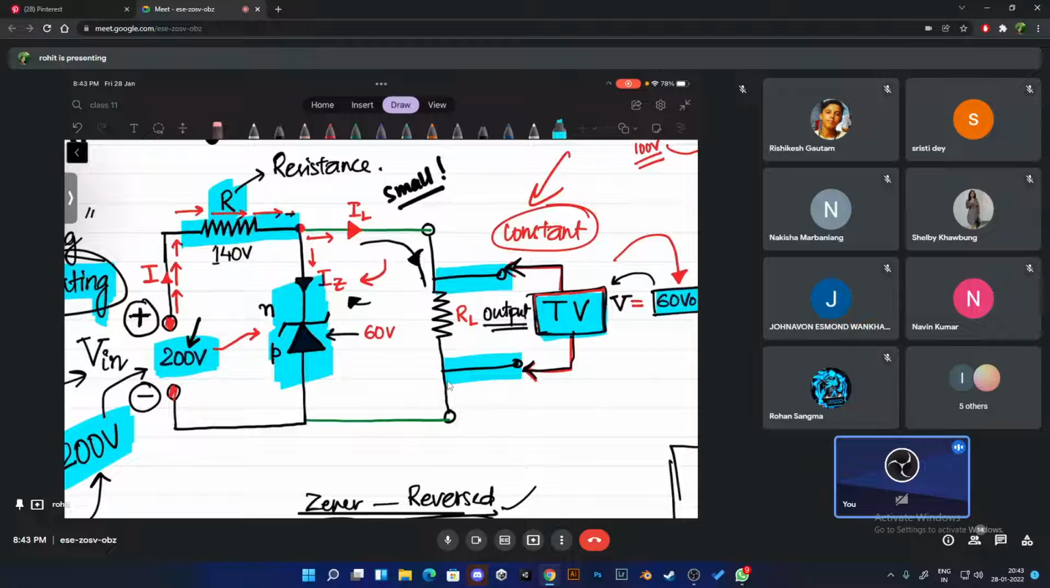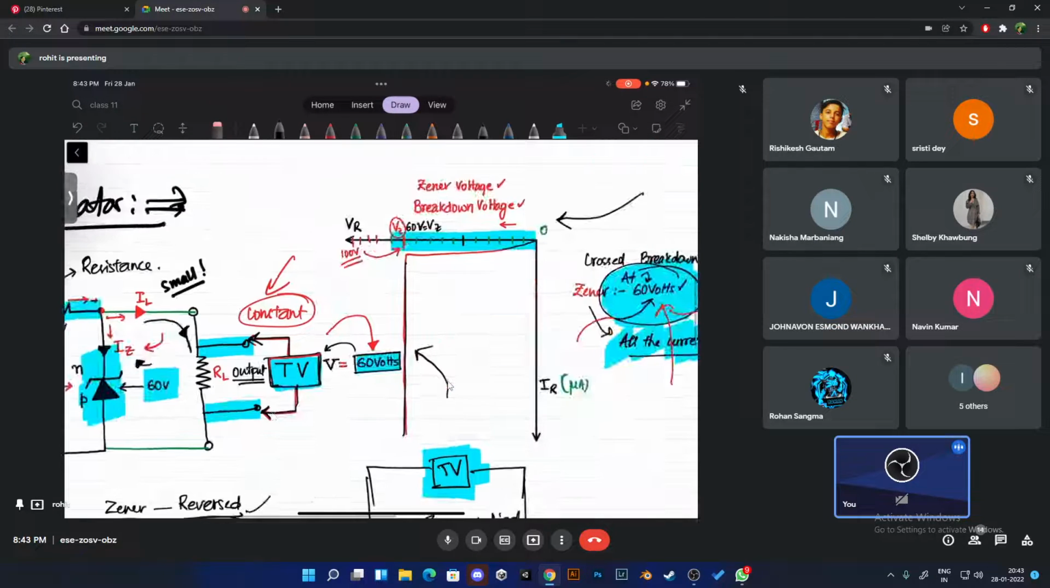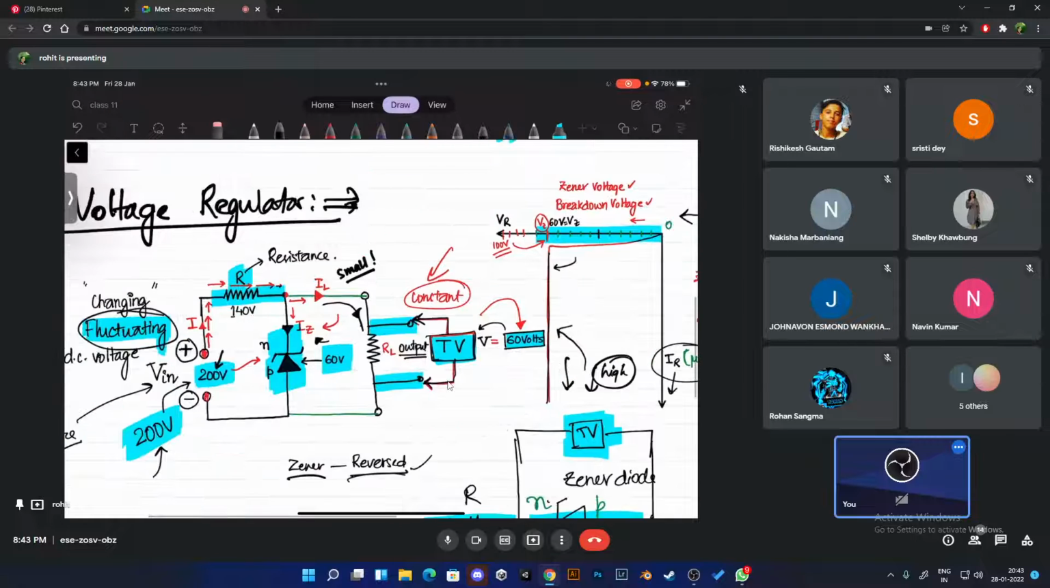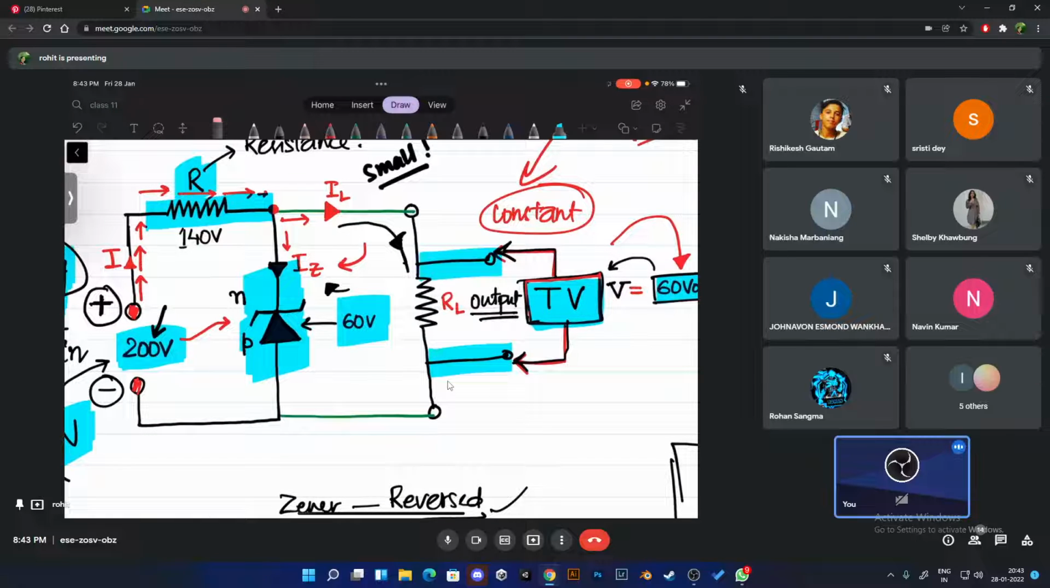It will take 60 volts. And do you agree that now if it takes 60 volts, what kind of current will pass through the zener diode? It will be reverse current. Yes, but will it be high or very, very high? Very, very high. So very high reverse current will pass through it. But do you understand, will this high current pass through your output or will it not go to your output?